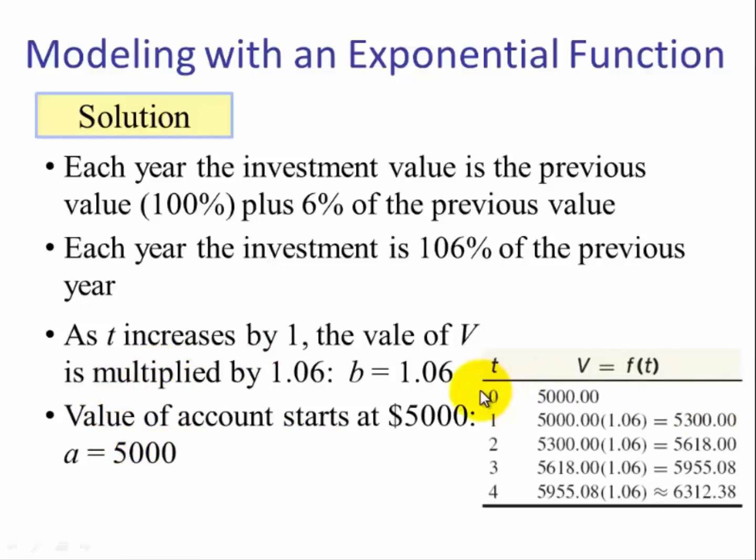So here's a table of values. When t is 0, our initial starting point, we had 5,000. 1 year later, we have 5,000 plus the 6%, which is 5,300. The next year, we have 5,300 plus 6%, and we have 5,618. The next year, we have 5,618 plus the 6%, so on and so forth. So f of t equals 5,000 times 1.06 raised to the t power.